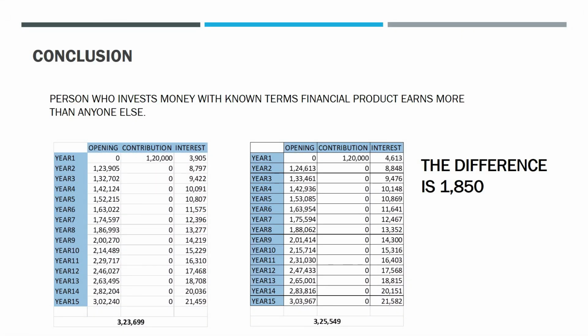A person who invests money randomly, without knowing how the interest gets calculated and the facts of the PPF product, is generating 3,23,699 rupees, whereas the person who contributed the same amount but knows the characteristics of the product is generating 3,25,549 rupees. In simple terms, 1,850 rupees is the extra amount the person who knows the facts about the product is going to generate.